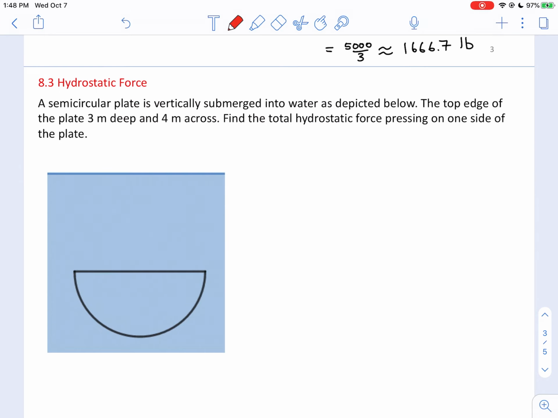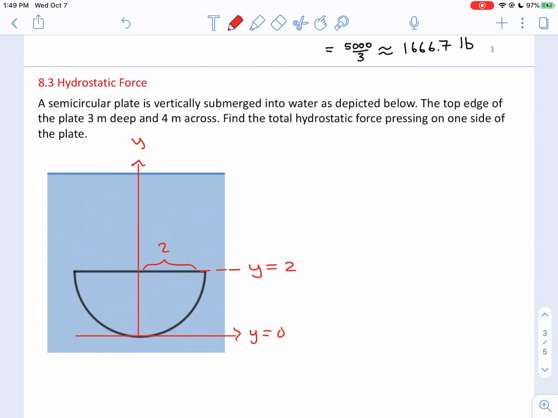Let's do the frame of reference first. I'm going to situate this so the bottom of the circle is on the x-axis and the y-axis is going to go right up through the middle of the plate. Now we're told that the top edge of this plate is 4 meters across. So that tells you what the radius of this circle is. The radius has to be 2. So the top edge of the plate has to be y equals 2.